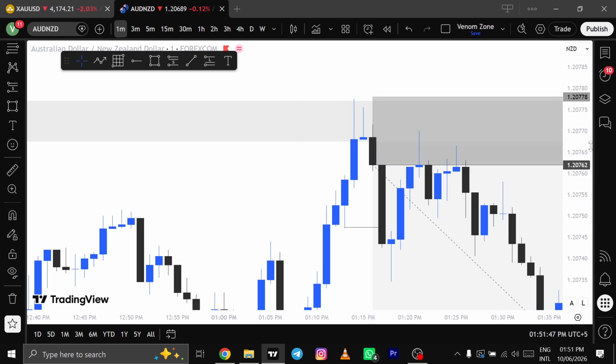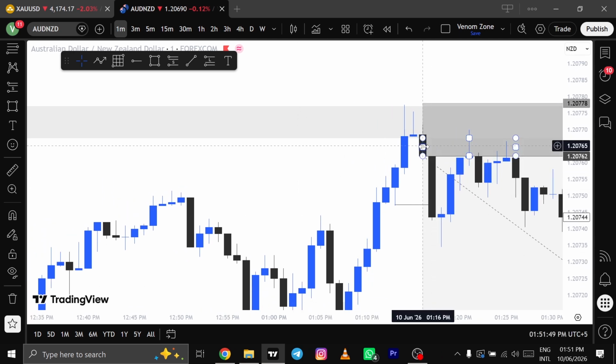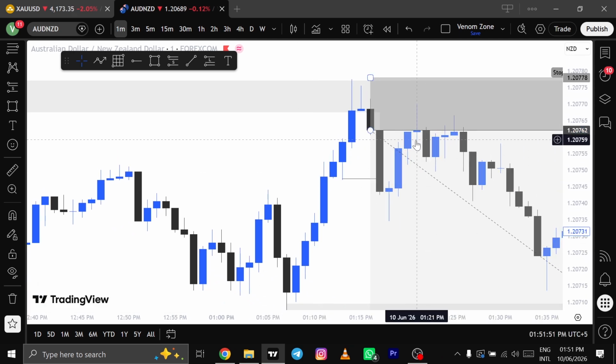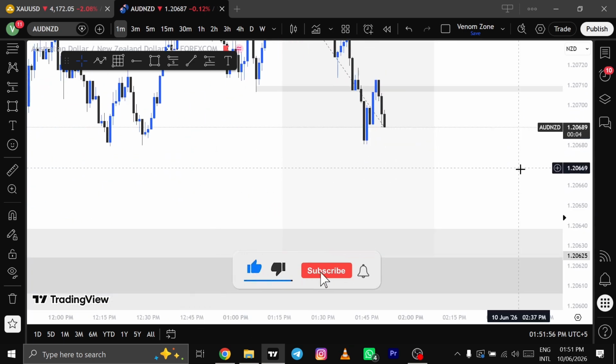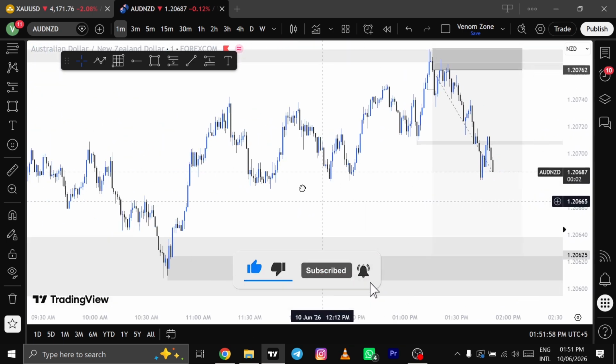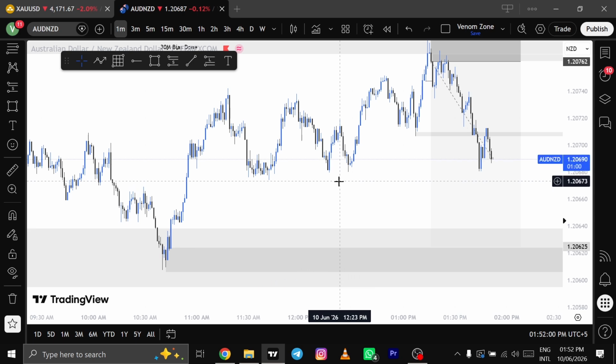Okay, so well, this is my area. I just enter from this area, and now my trade is running, and I will also include the results of this trade in the starting of my video.